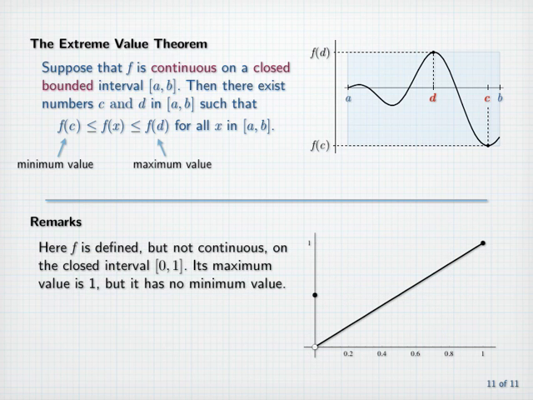Here, f is defined but not continuous on the closed bounded interval [0, 1]. Its maximum value is 1, but it has no minimum value. Thus, the continuity hypothesis is also a necessary one in the theorem.